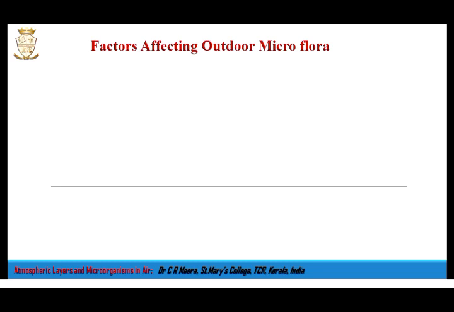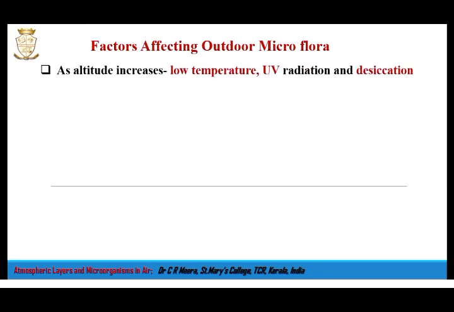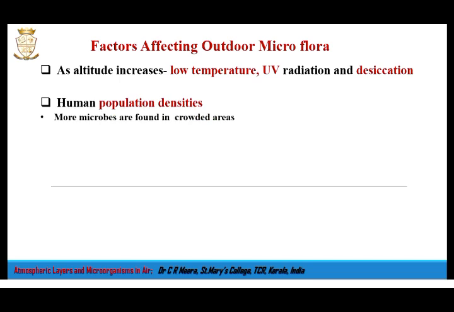Coming to factors affecting outdoor microflora. Microflora of outdoor air is not constant. Several factors affect the distribution of outdoor microflora. As height increases, microbes are subjected to low temperature, UV radiation, and desiccation. The number of microbes varies from place to place due to differences in human population densities. More microbes are found in crowded areas and also in air over terrestrial surfaces than over the sea.